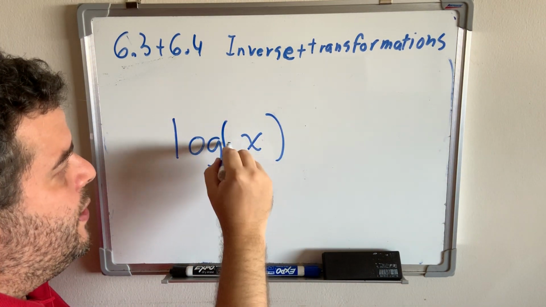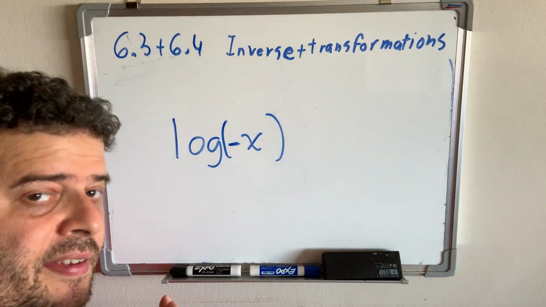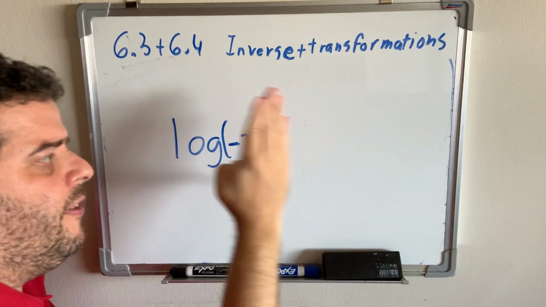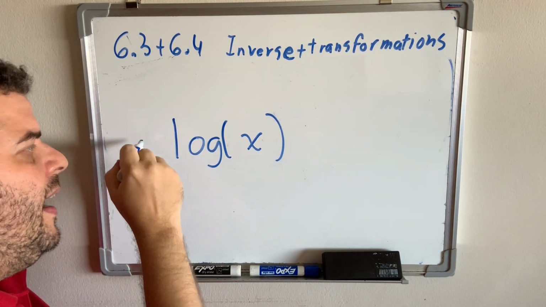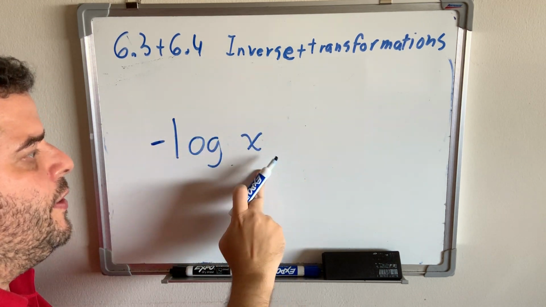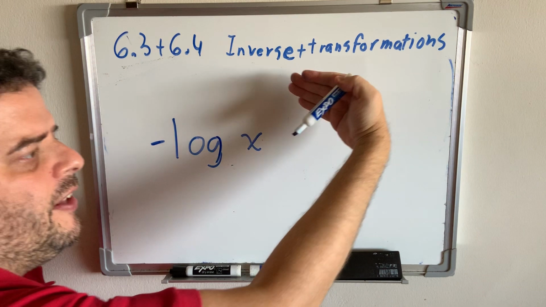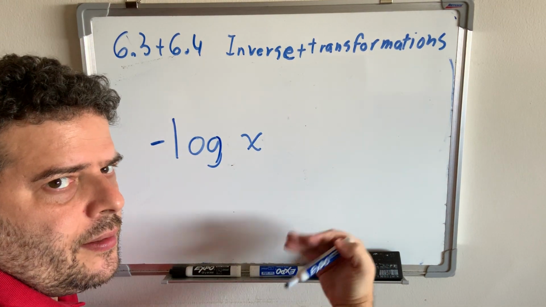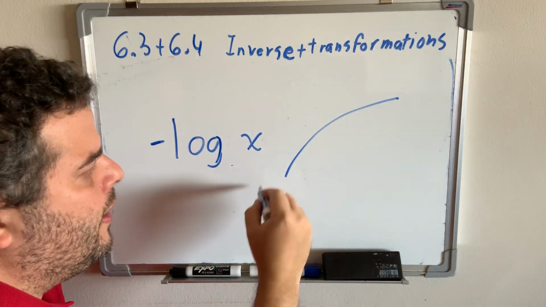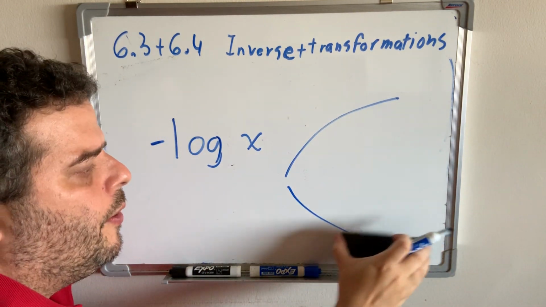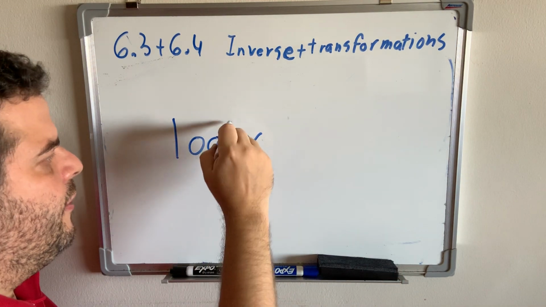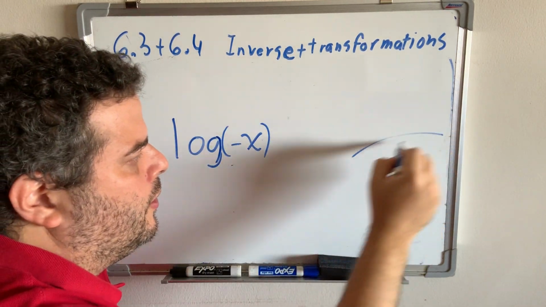If you put a parentheses with a negative here, as every other parent function, a negative applied directly to my x is a reflection across the y. A negative applied to my term, whether I have a parentheses or not here, doesn't matter. It's a reflection across the x. So I'm going to be reflecting downward. If my log used to look this way, it's going to look this way. Reflected across the x.